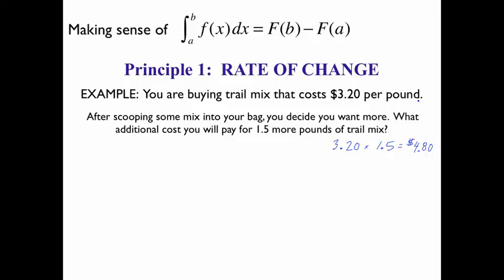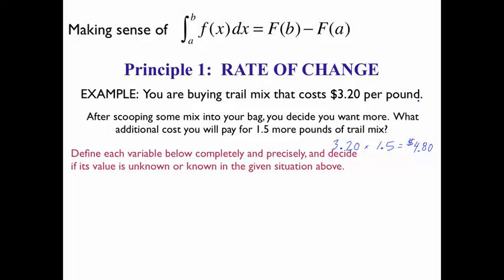Okay, so a very simple calculation that you all should have recognized and been able to do pretty quickly, but a very foundational thing in calculus. And so when we talk about it in terms of calculus, it's critically important that we have variables that are in symbols that are representing the thinking behind this. Okay, so let's do that. So we're going to define each variable below completely and precisely, and then define if its value is unknown or known in the given situation above. So here are all the variables we want to define in this situation: x, y, dx, dy, and k. And k is what we're going to use for rate of change.